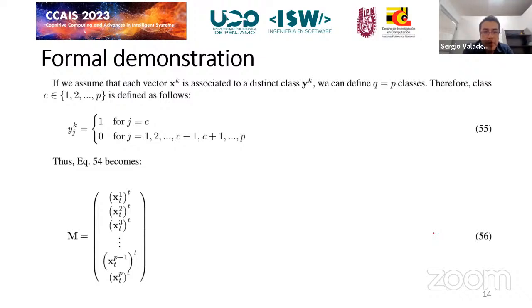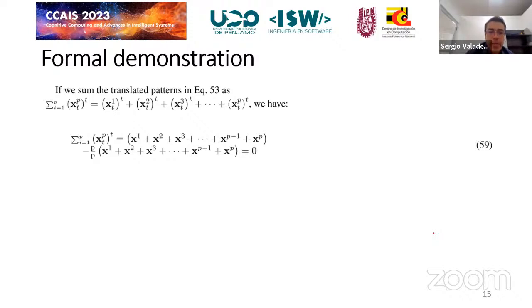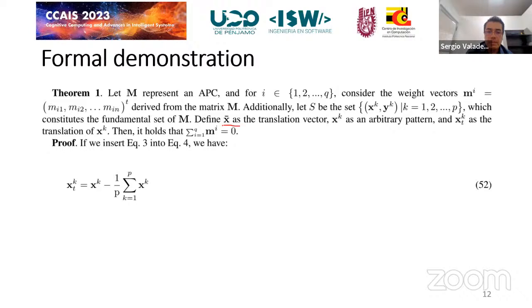And if we assume that each vector X is associated to a distinct class, Y, we can define Q equals P classes. Thus, we can define equation 56 as a matrix where each row is a vector, and without loss of generality, we can sum all of these vectors. And when we sum these vectors, we obtain a sum that is equal to 0, which is the value when we sum all row vectors of the matrix.